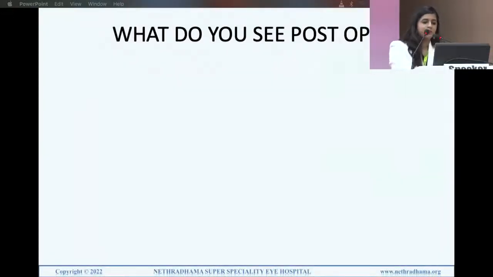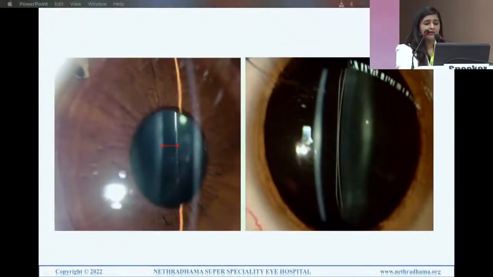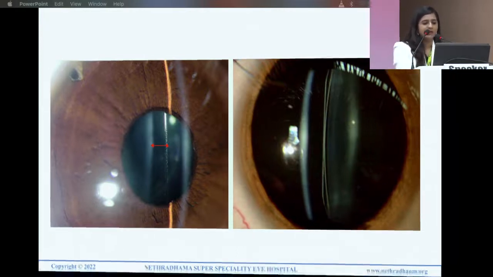So what do you see post-op? In your post-op picture, it's very, very important to compare your vault size to your corneal thickness. It should be between one and a half times your corneal thickness. So this is what a normal post-op eye looks like, and this is what your high vault and your low vault looks like. On the left side, you can see the distance between the lens and the ICL is very large, and on the right side, you can see a very shallow vault.